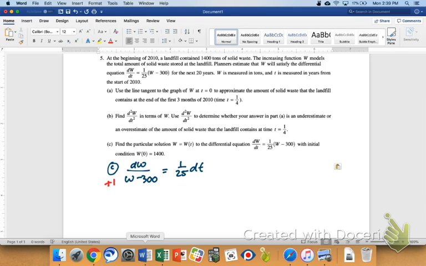Next step, antiderivatives. So when you do your antiderivatives, you get ln absolute value of W minus 300 is equal to 1/25 t plus c. And so, Eden, you might have had 25 ln of W minus 300 equals just t plus c. That would be just as good. If you have that, you're looking at a total of 3 points. You just collected 2 more. Okay? Questions so far?